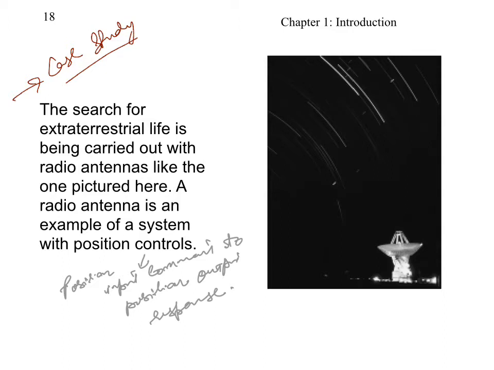Now the position control system converts the position input command to the position output command, and it is generally used in antennas, robot arms and computer disk drives. So in this case what we control is the antenna azimuth angle. So let's continue the discussion in the next.